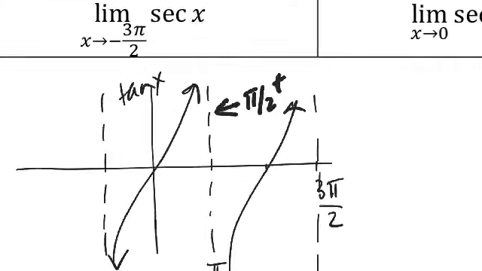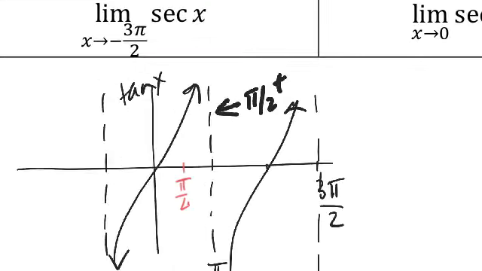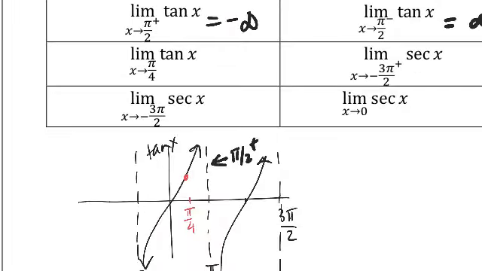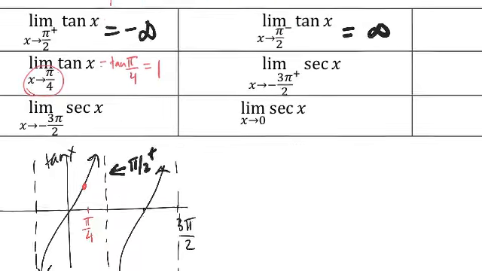We have to realize that places like pi over 4, there's no vertical asymptote there. So just because you see a tangent in the problem, don't immediately write or think vertical asymptote at x equals pi over 4. This is a direct substitution problem. You can put pi over 4 in there and get tangent of pi over 4, which is 1.